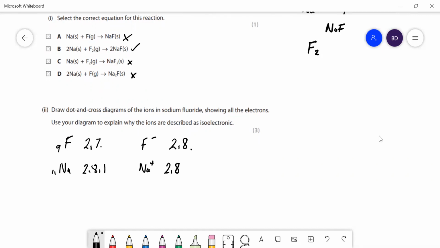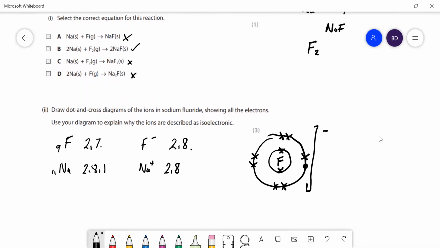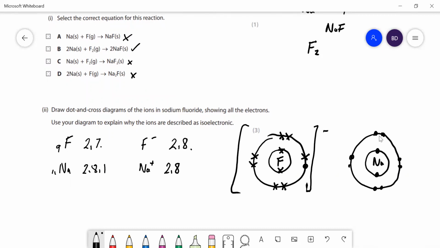Now forgive me if I don't draw a dot cross diagram. Well, I suppose I'll draw it. So let's show the fluorine here. We've got 2 in the first shell, 7 of its own electrons, and then a dot which it got from the sodium. Put a minus there. And here's Na. 2 in the first shell and 8 in the second shell, and a single positive charge up there.